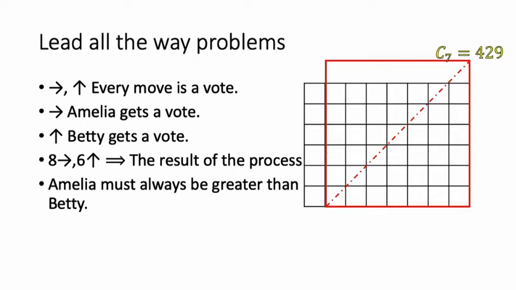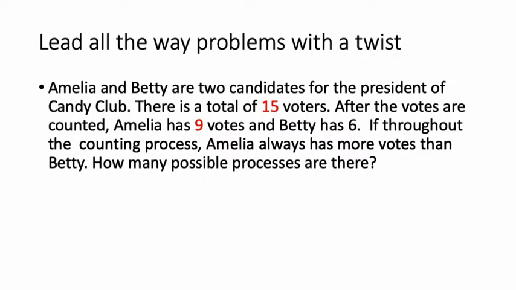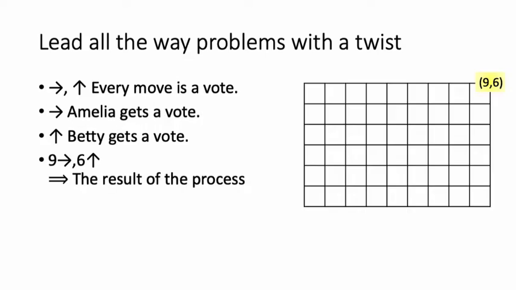Next, we'll still talk about this problem, but with a little twist. This time, there's a total of 15 voters, and Amelia has 9 votes at the end. So we'll use the same logic and apply the grid to this problem. This time, we have a length of 9 and a length of 6. So we'll again use the neat trick we've already talked about and use Catalan numbers to solve these problems. But this time we've generated a grid that's 8 times 8, and we have generated 3 more little squares.